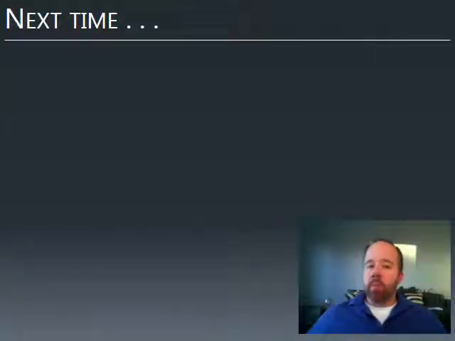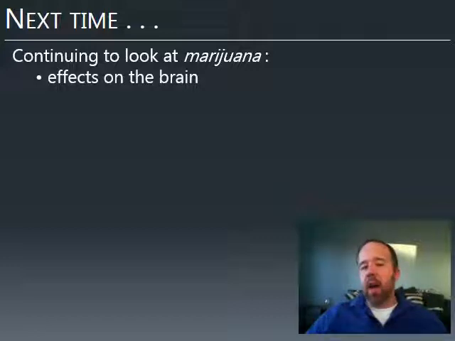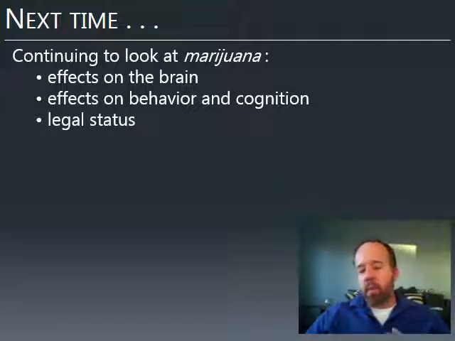Okay, so that will wrap it up for our first unit on marijuana. Next time, we'll continue to look at marijuana, and this time we'll look at what effects it has on the brain. So once it's in the system, once it's in the blood, what does it do to the brain? And what does that change in the brain do to behavior and to cognition, both in the short term and the long term? And then finally, we'll wrap up with the current legal status, which is, of course, a very hot topic right now. So we'll look at all of that next time, and I will see you then.